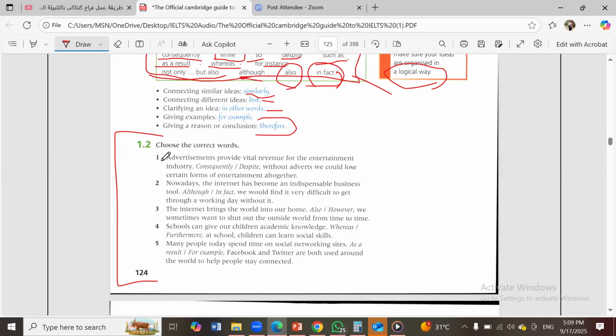So the first one who's ready to read and choose the suitable connective? يحيى اتفضل. Advertisements provide vital revenue for the entertainment industry. Consequently, or despite, without adverts, we would lose certain forms of entertainment altogether. I think it's consequently, that's the right word.